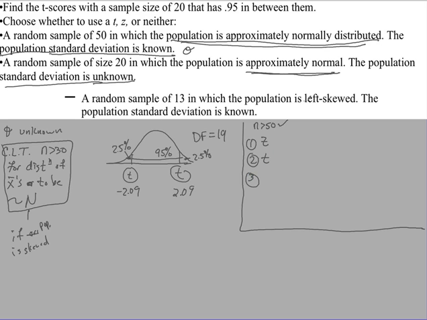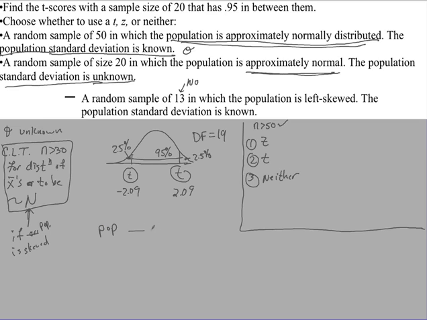Number 3, n equals 13, in which the population is left skewed. So now the population is skewed, so now we need to use the central limit theorem. Is this greater than 30? No. So this would be neither. Make sure you're comfortable with that. Watch this a few times and listen to what I said.